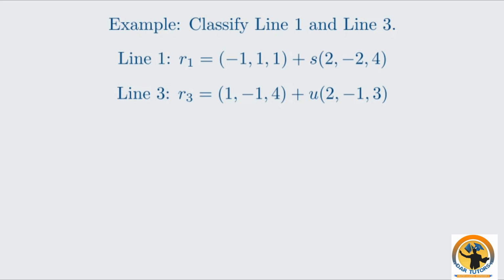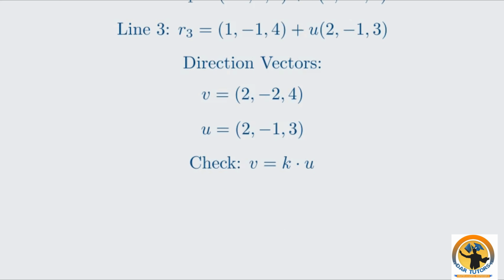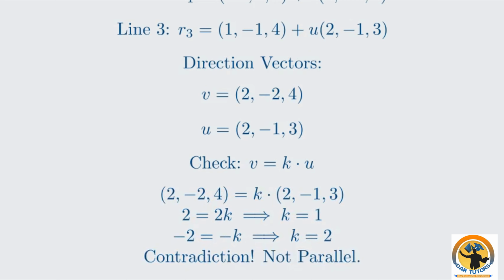Step 1. Check for parallelism. We compare the direction vectors v and u. Is (2, -2, 4) a scalar multiple of (2, -1, 3)? No. The first components would require a scalar of 1, but this doesn't work for the second components. So the lines are not parallel. Step 2. Check for intersection. We set the parametric equations equal to each other.